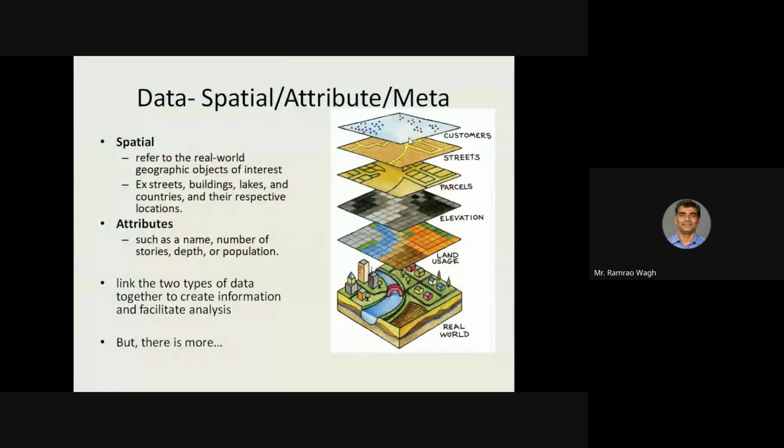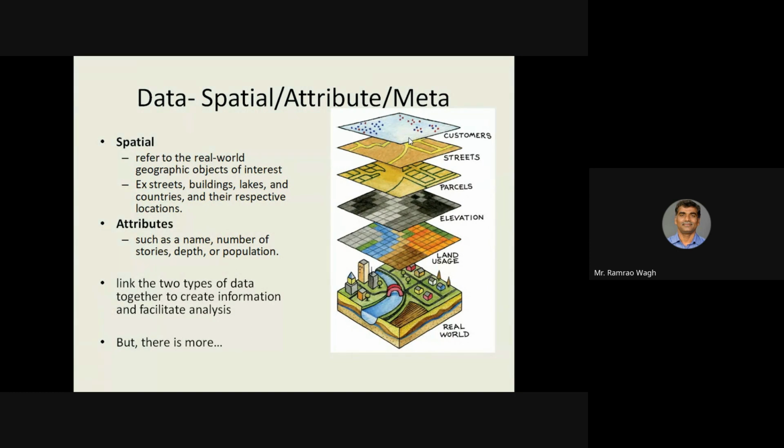Using that, I can later find out in which type of area he's staying, whether it is urban, rural, or a farm, based on the land usage. So all these are related. I have to go from spatial data to attribute data, and from attribute to spatial. So this has to be linked. That is natural and it has to be done. We need to know how and why. So you need to link the two types of data together to create information and facilitate analysis. That is understood. But is this enough?